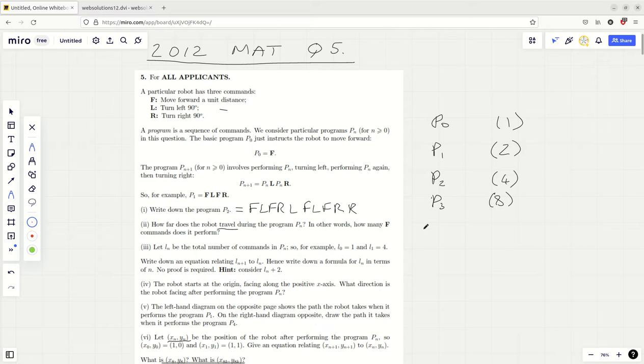It's simply 2 to the power of n, because look at that, 2 cubed is 8, 2 squared is 4, 2 to the power of 1 is 2, 2 to the power of 0 is 1. So it's just 2 to the n is the distance.